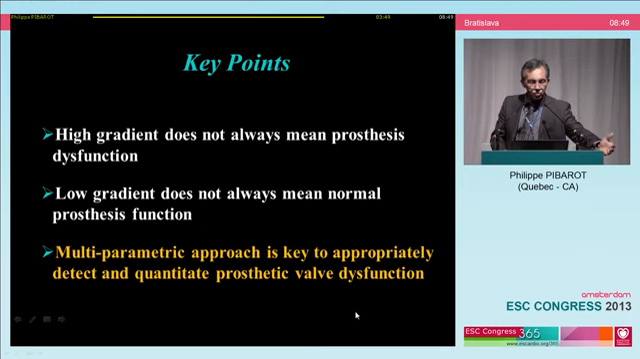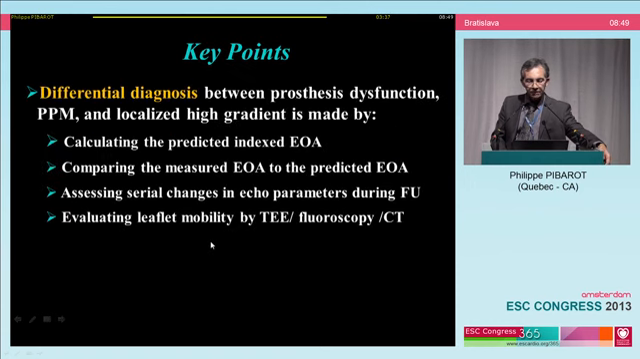So this is just to emphasize that high gradient does not always mean prosthesis dysfunction. And vice versa, low gradient does not always mean normal prosthesis function. Again, we need a multi-parametric approach to identify dysfunction. The differential diagnosis between dysfunction, prosthesis-patient mismatch, and other causes such as localized high gradient, as we've seen, is made by calculating the predicted index AOA, only a few seconds, comparing the measured AOA to the predicted AOA, assessing the serial changes in echo parameters during follow-up, and finally, importantly, evaluating leaflet mobility by TEE or fluoroscopy.